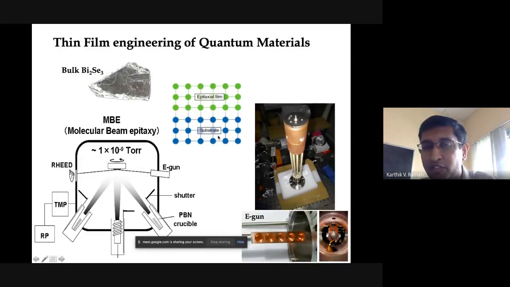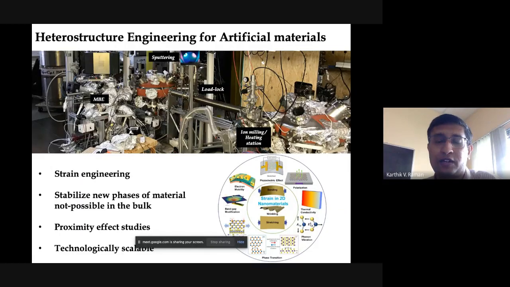And once you introduce strain, essentially, you change atomic spacing, you change the band structure, you change a lot of things in terms of how the films respond. And these modulations sometimes help you in getting better electronic, optical, and magnetic responses. So our goal here is primarily to engineer strain and stabilize new phases, which may not be possible in the bulk.